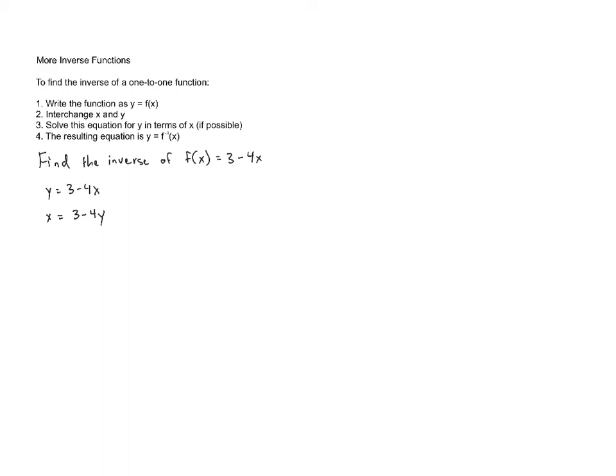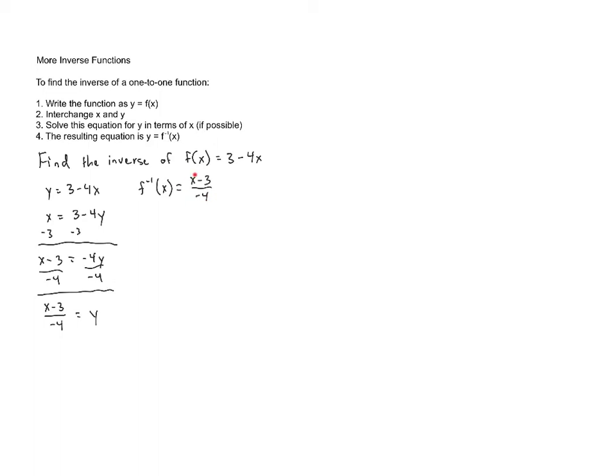So I'm going to subtract 3 from both sides. If I do that, that gives me x minus 3 equals negative 4y. And then I'm going to divide both sides by negative 4. This gives me y equals x minus 3 over negative 4. And the resulting equation is the inverse function. So this expression actually is what our inverse function is going to be. So we have f inverse of x is x minus 3 over negative 4.